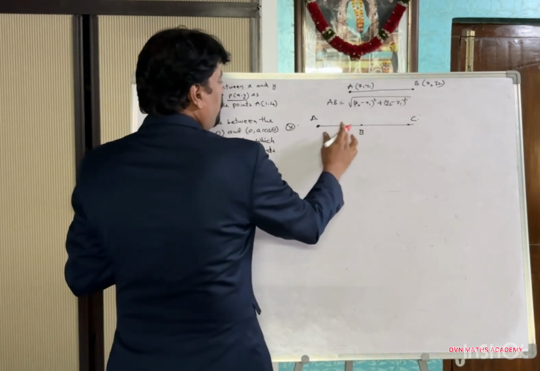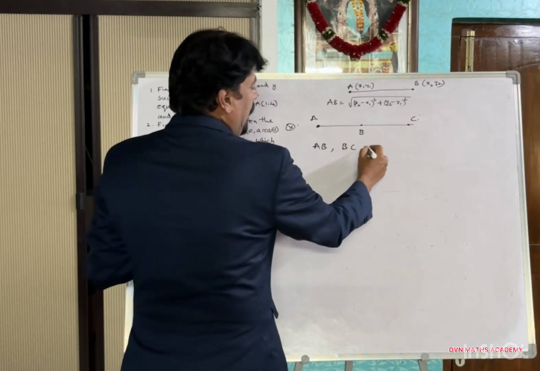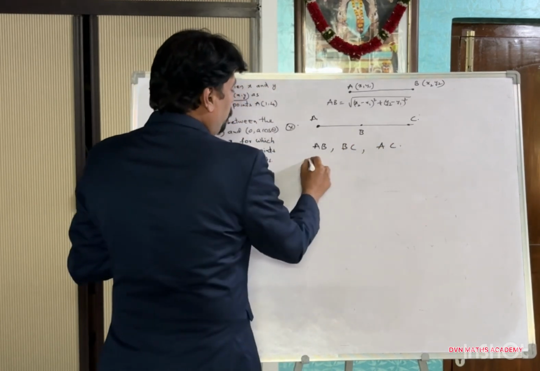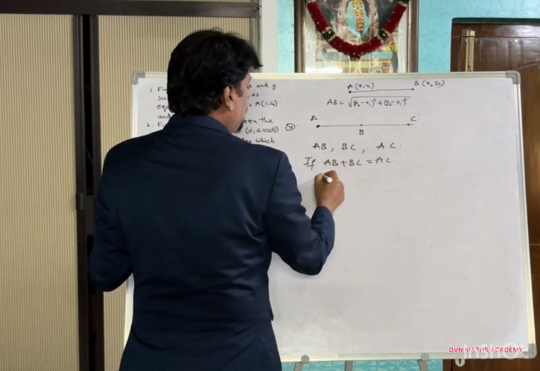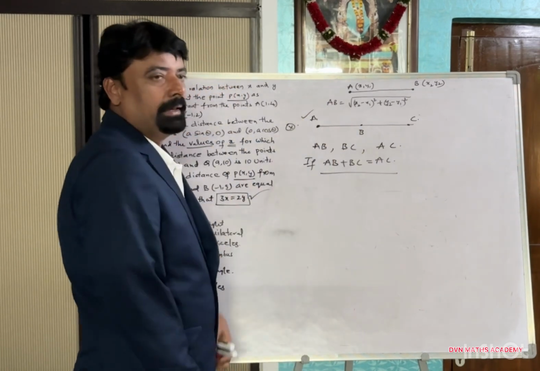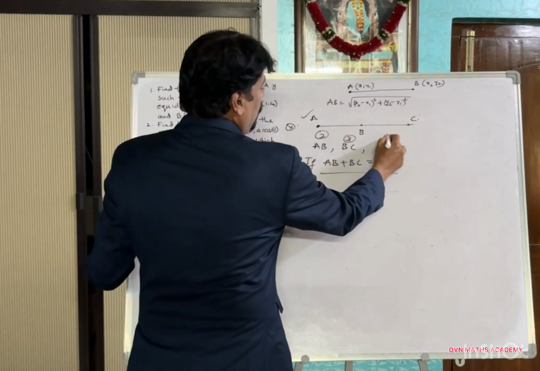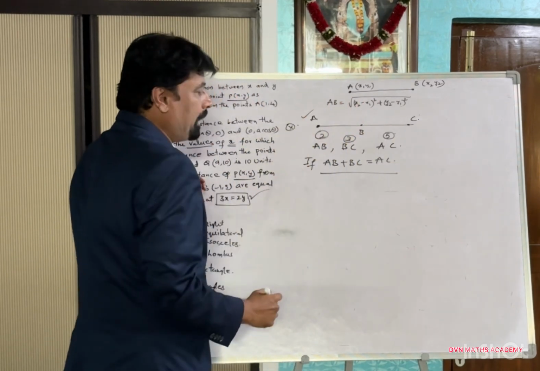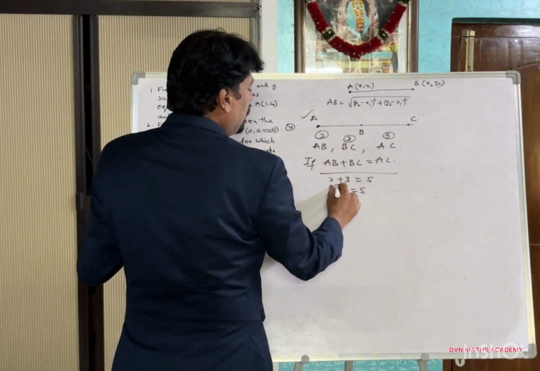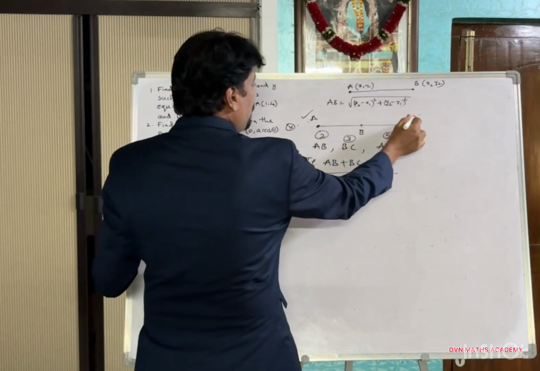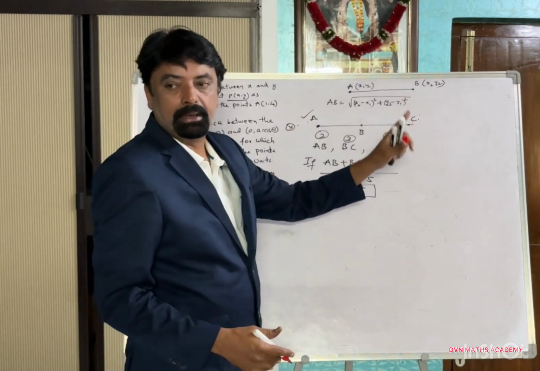If you want to prove A, B, C are collinear, first you find AB, then BC, and afterwards AC. If AB plus BC is equal to AC, then A, B, C are collinear. For example, AB you got 2 units, BC you got 3 units, and AC you got 5 units by using the distance formula. Therefore, 2 plus 3 is equal to 5, so 5 is equal to 5. Therefore, A, B, C are collinear. If it is not satisfying this condition, then A, B, C are not collinear.